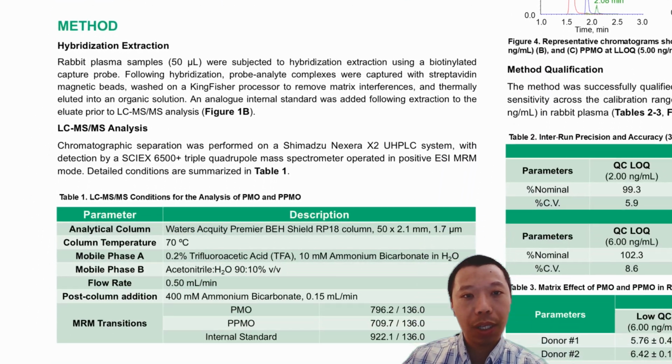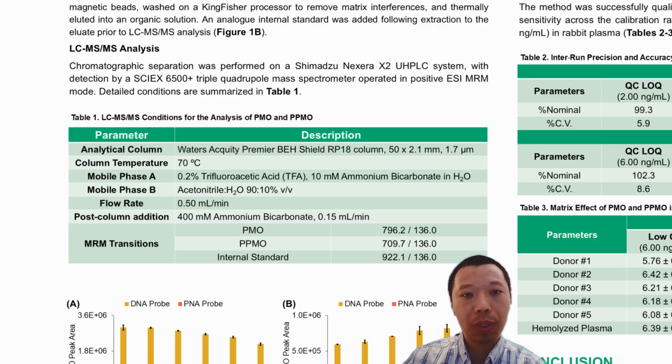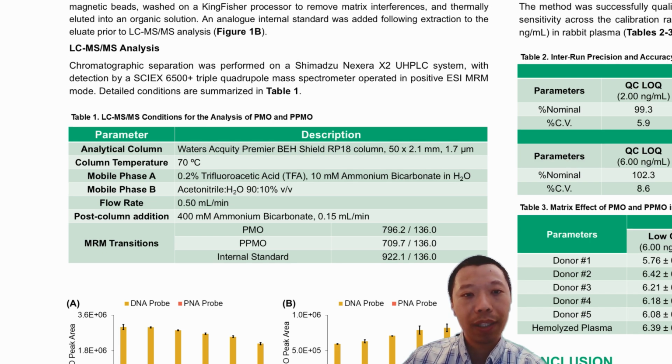Following extraction, chromatographic separation was performed using a reverse phase LC system coupled with a SCIEX 6500 Plus triple quadrupole mass spectrometer, operating in positive ESI mode. Detailed LC-MS conditions are outlined in Table 1. With the method established, we then evaluated its performance.